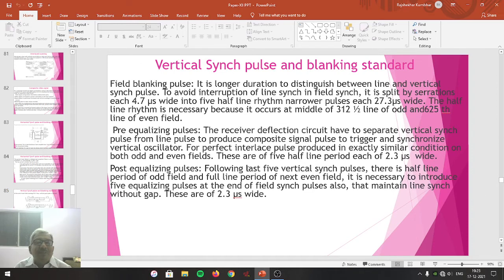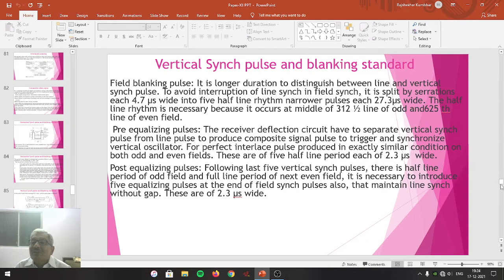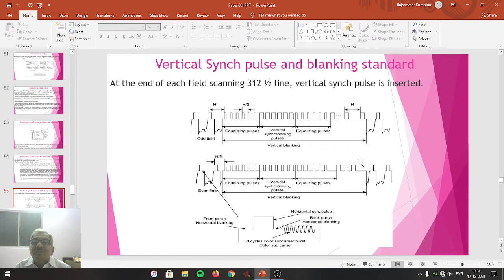Next is post-equalizing pulses. Following last 5 vertical sync pulses, there is a half-line period of odd field and full line period of next even field. It is necessary to introduce 5 equalizing pulses at the end of field sync pulse so as to maintain line sync without gap. These are also of 2.3 microsecond wide. So these are post equalizing pulses, each of 2.3 microsecond.